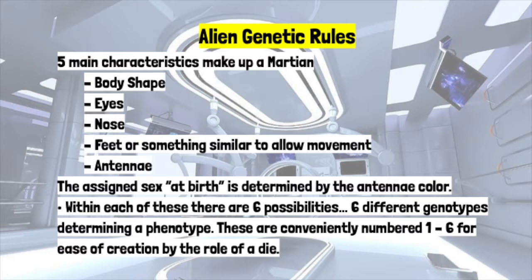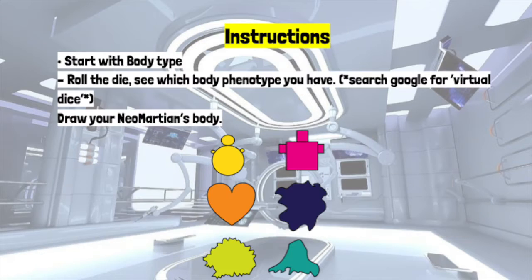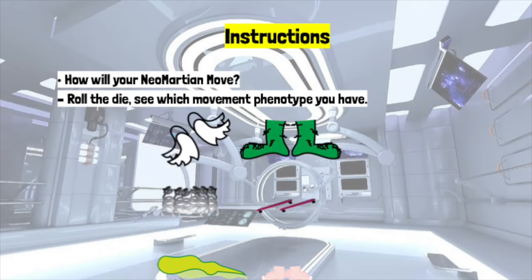Within each of these, there are 6 possibilities, or 6 different genotypes, determining a phenotype. These are conveniently numbered 1 through 6 for ease of creation by the roll of a die. So here are the instructions. You're going to start with a body type. Roll the die, see which body phenotype you have, and then you're going to draw your Neo-Martian's body.